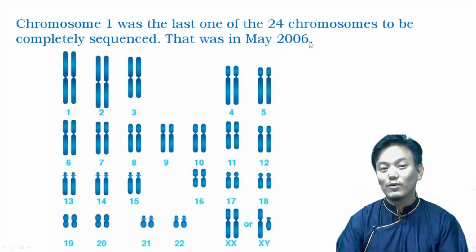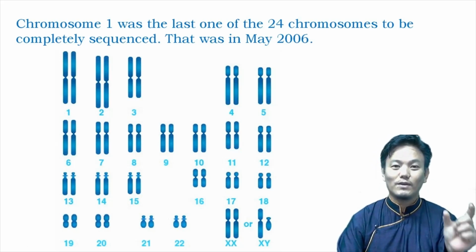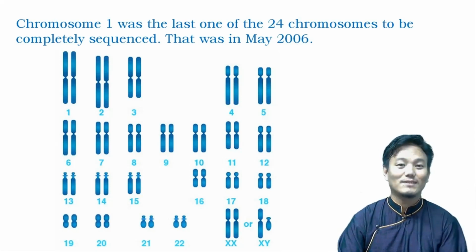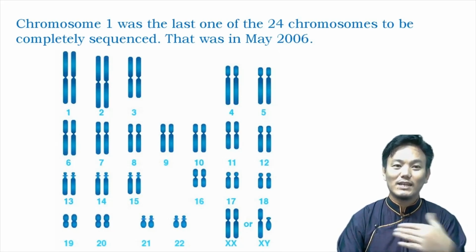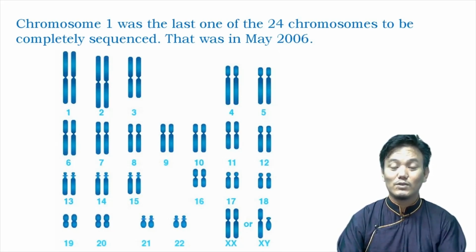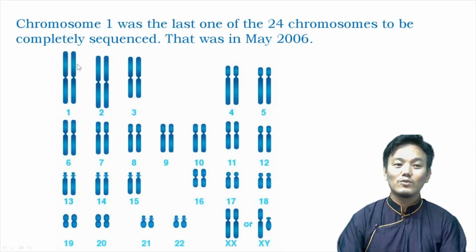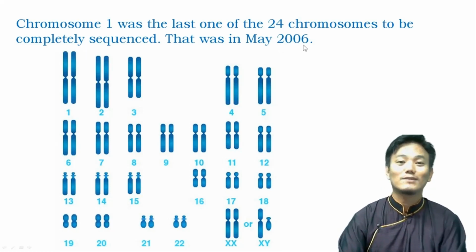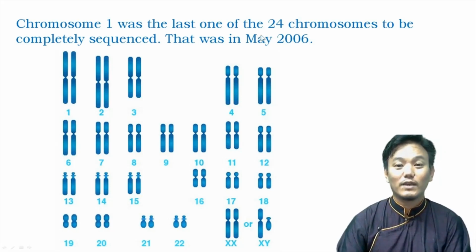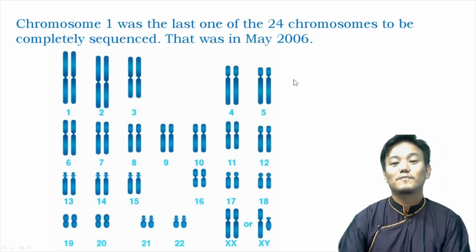Now I told you before that the duration of the Human Genome Project was 13 years. They estimated it would take about 13 years to complete, from 1990 to 2003. Even though they declared that the Human Genome Project was over in 2003, chromosome number 1 was not completely sequenced. The complete sequencing of chromosome number 1 happened in May of 2006, that is 3 years later. So that is one extra piece of information that you need to keep in mind.